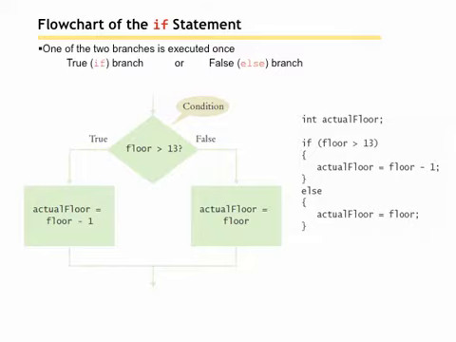We're using the diamond shape for a decision. If the floor is greater than 13, if that's true, then the actual floor is the floor minus 1. If that's false, then the actual floor is the same as the floor. And notice the if statement to the right of the flowchart. Int actual floor is an integer variable. Floor is also an integer variable, but we don't see that declaration shown here. If floor is greater than 13, actual floor equals floor minus 1. Else, actual floor equals floor.